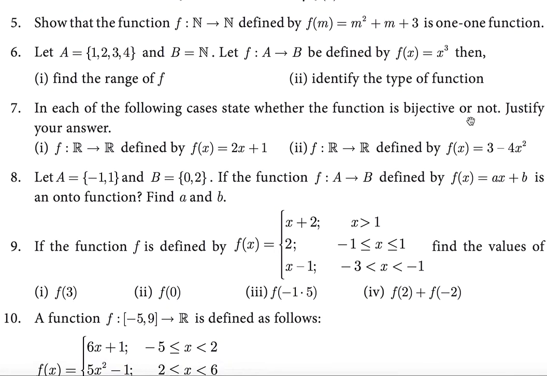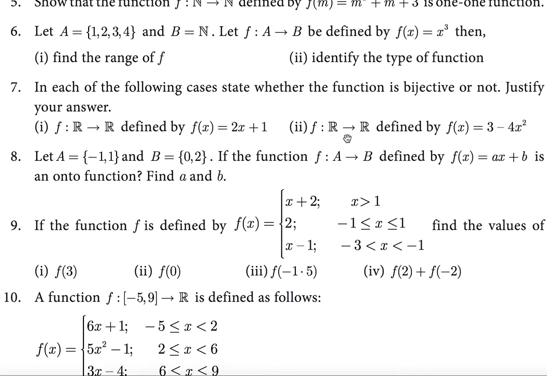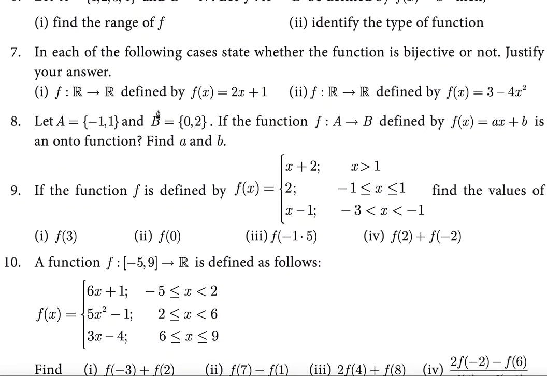In each of the following cases, state whether the function is a bijection or not. Justify your answer. Defined by this, what is a bijection? This should be 1 to 1. This is 1 to 1, no problem. What else is needed for a bijection? It should be onto. It should be 1 to 1 and also onto.